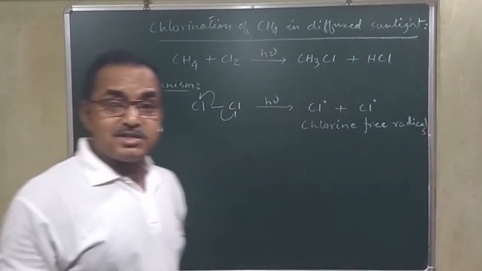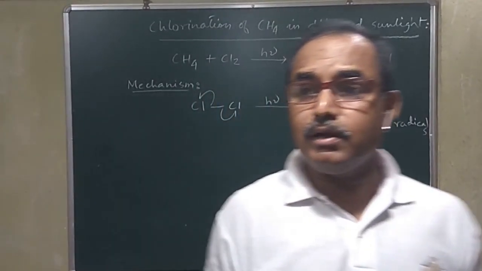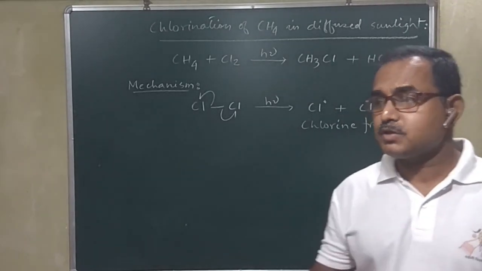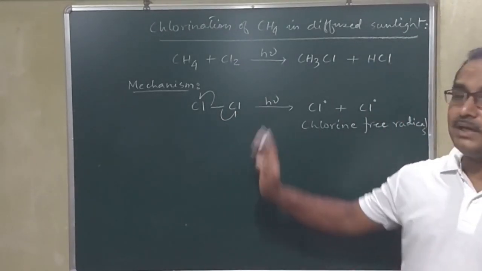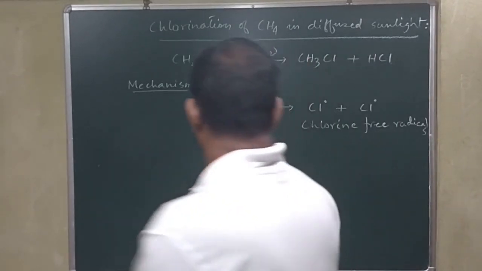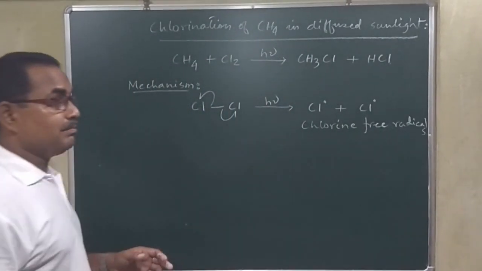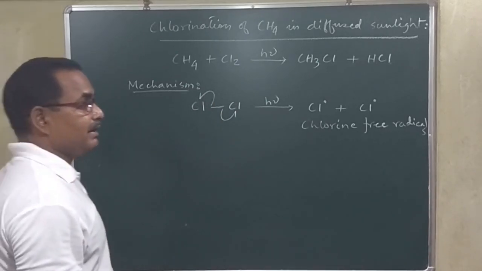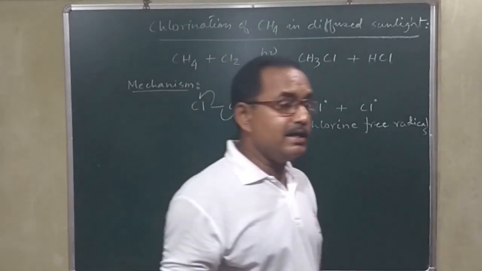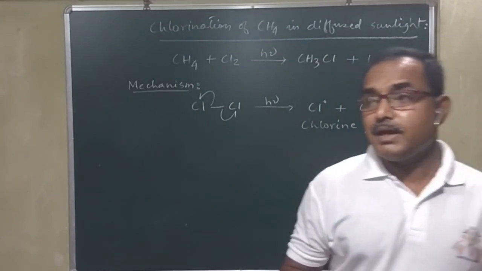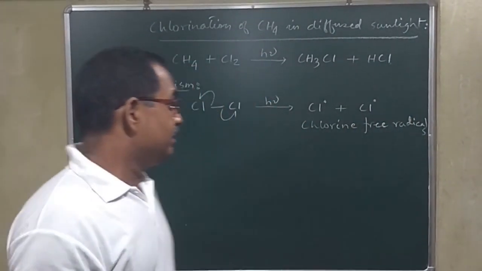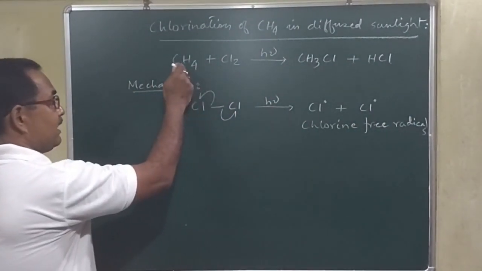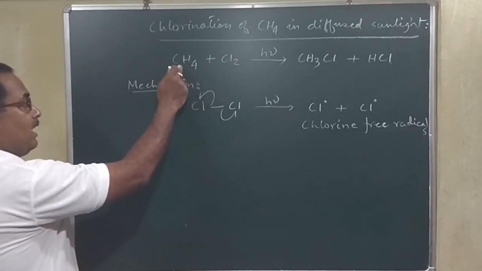So this is the initial step of the reaction. Chlorine molecule absorbs sunlight, and by absorbing sunlight it gets homolytically cleaved. As a result, 2 chlorine free radicals are produced. Then that chlorine free radical, we all know that free radicals are highly reactive species. Being highly reactive, it will instantly react with the alkane.